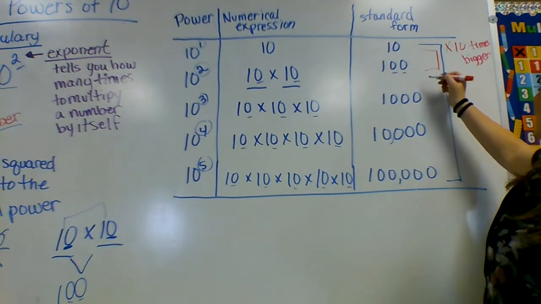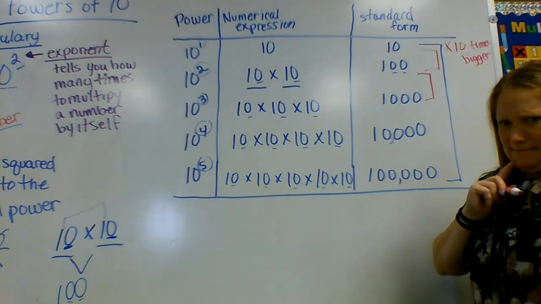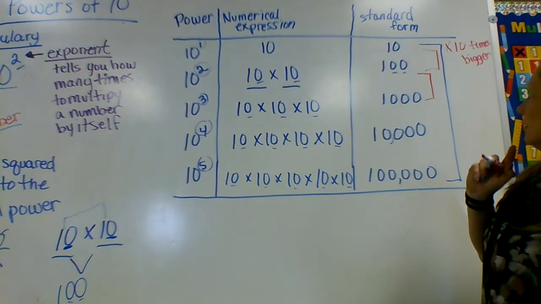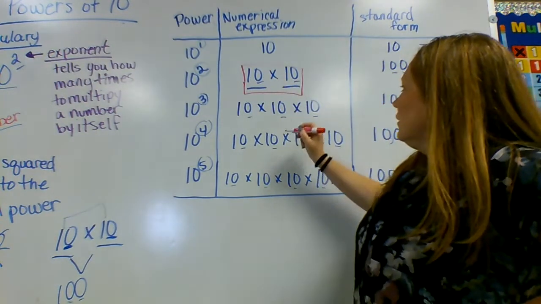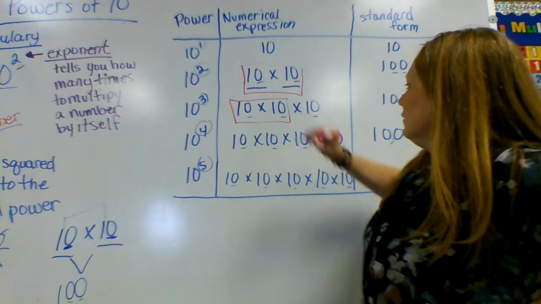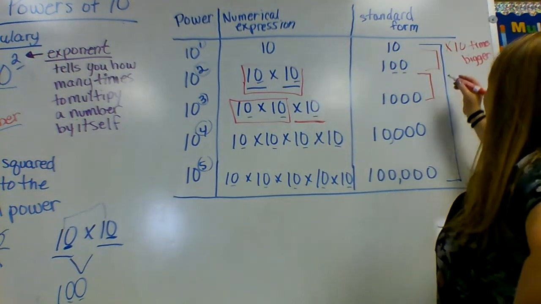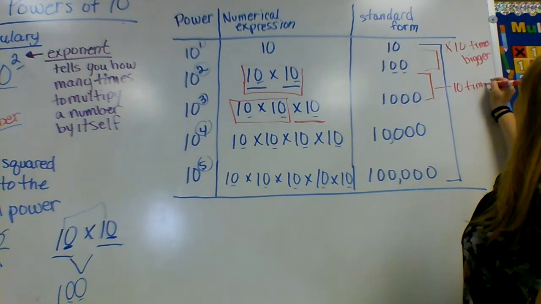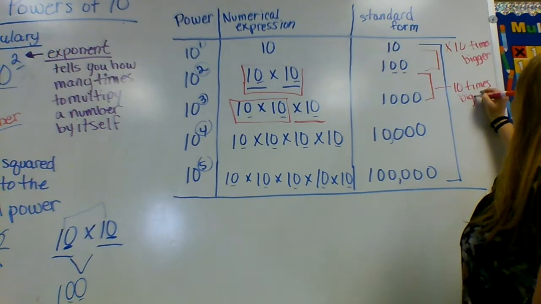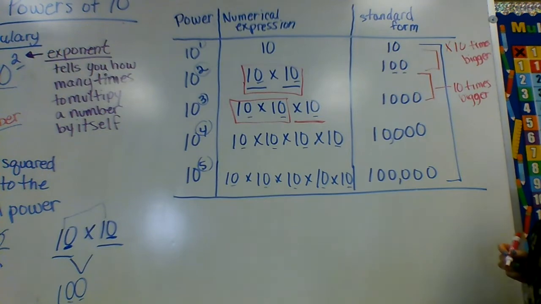Okay? Now to go from 100 to 1,000. How do you get from 100 to 1,000? Well, look. 100 is 10 times 10, right? Well, I see 10 times 10 is here, but then all I did was multiply it by 10. So to get from here to here, it also got 10 times bigger.